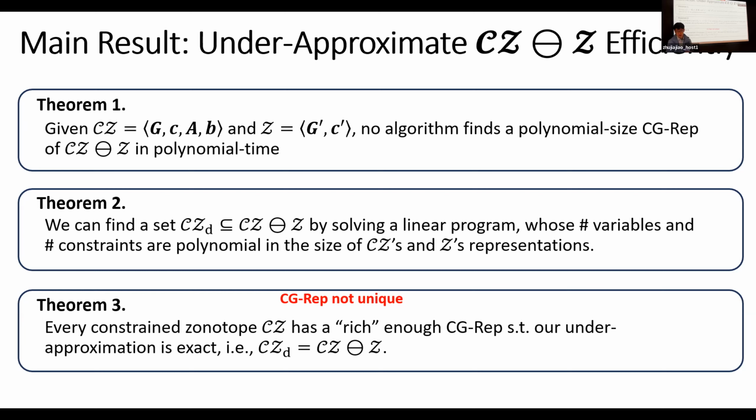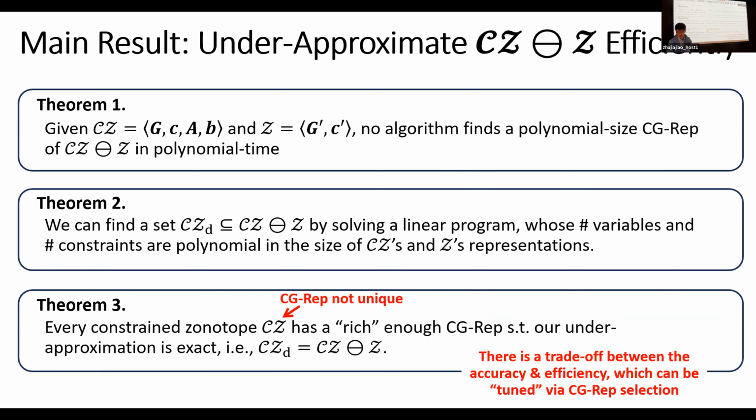But of course, this rich enough CG-rep might be very large sometimes. So there is apparently this trade-off between accuracy and efficiency. And this trade-off can be tuned via CG-rep selection. So those are our answers to this Minkowski difference under-approximation.